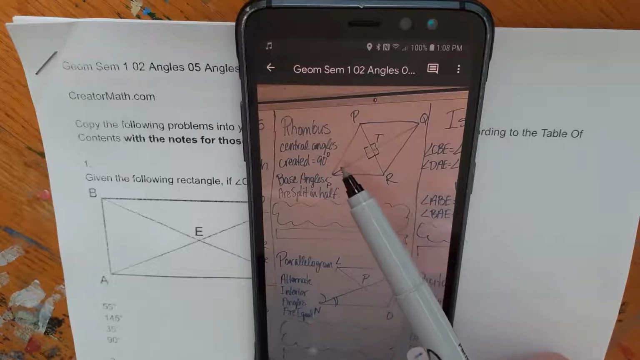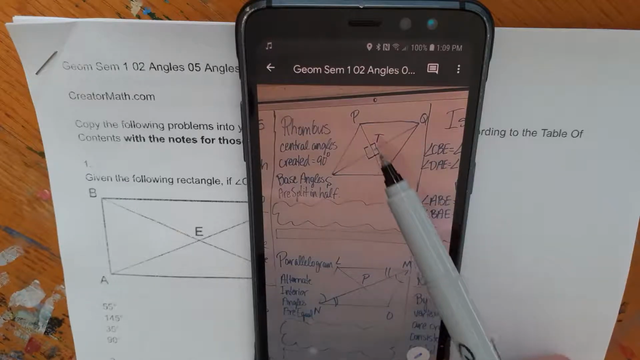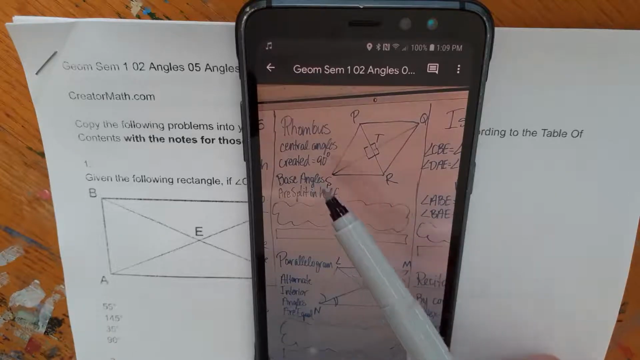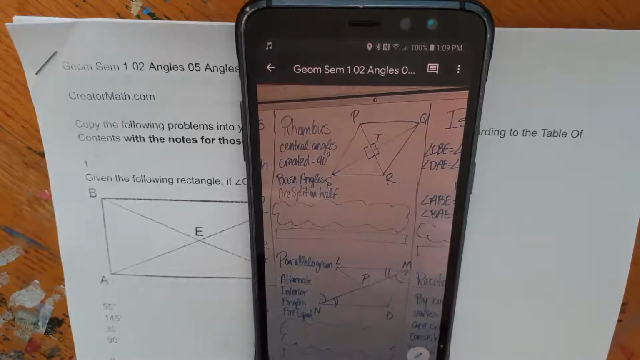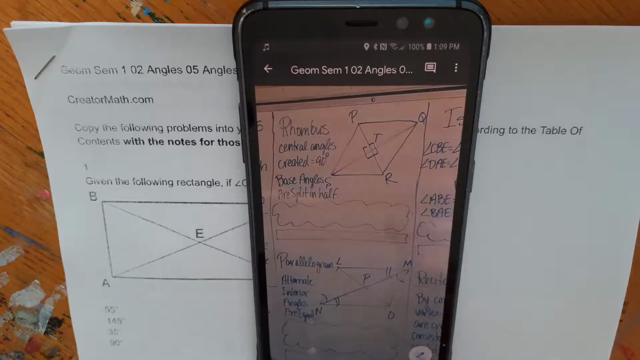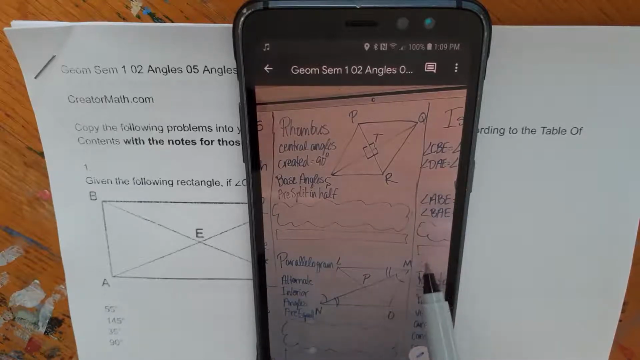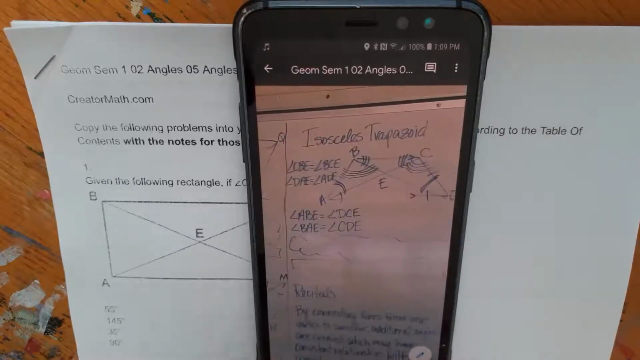Okay, this is a rhombus. It splits the angles as these things, diagonals cut across, and it also creates 90 degrees at the center of this shape. This is a parallelogram. Parallelogram has alternate interior angles equal. So we're going to even go into that next lesson when we talk about parallel lines cut by a transversal. But if this is a parallel line to this one, and this is a transversal here, this angle is equal to this one, this angle is equal to that one. So they're called alternate interior angles.